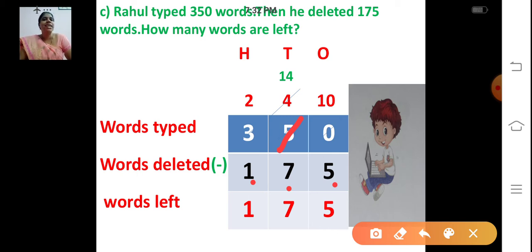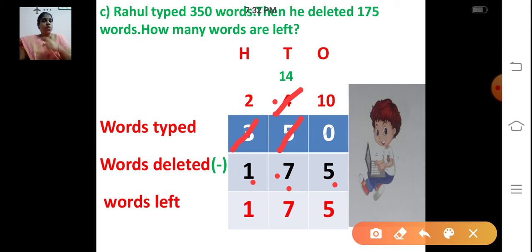Now let's subtract the tens place. So what numbers do we have? 4 minus 7. Can you subtract from a smaller number? No. So borrow from the hundreds place. My hundreds place will become 2, because 3 minus 1 is 2. And my tens place will become 14.